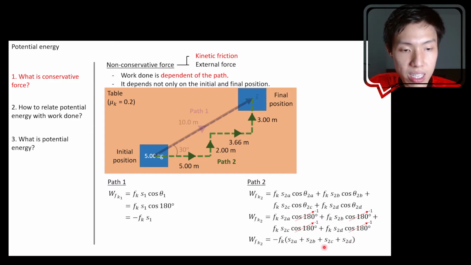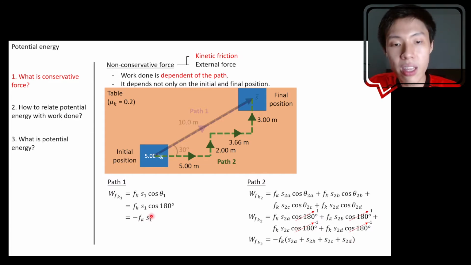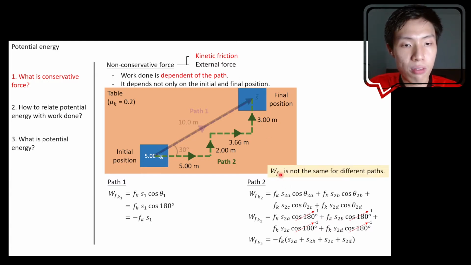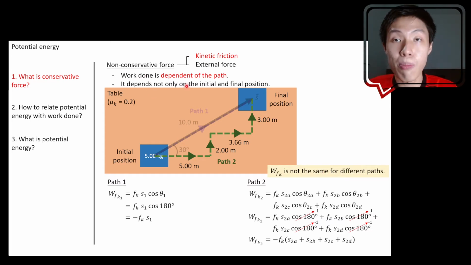And if this summation is larger than S1, then we know that the work done by kinetic friction in path 2 will be larger than the work done by kinetic friction in path 1. So path 1 and path 2 will result in different work done by kinetic friction. Therefore, we can say that work done by kinetic friction is not the same for different paths. And if different paths produce different amounts of work done, that means the work done itself is dependent on the path. Therefore, we have successfully proved that kinetic friction is a non-conservative force.